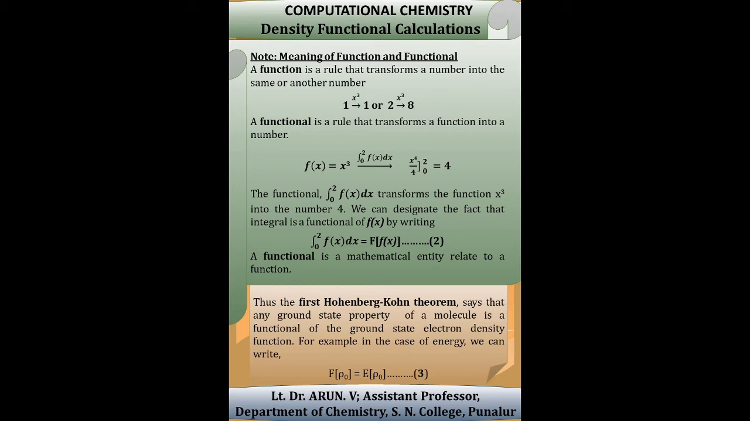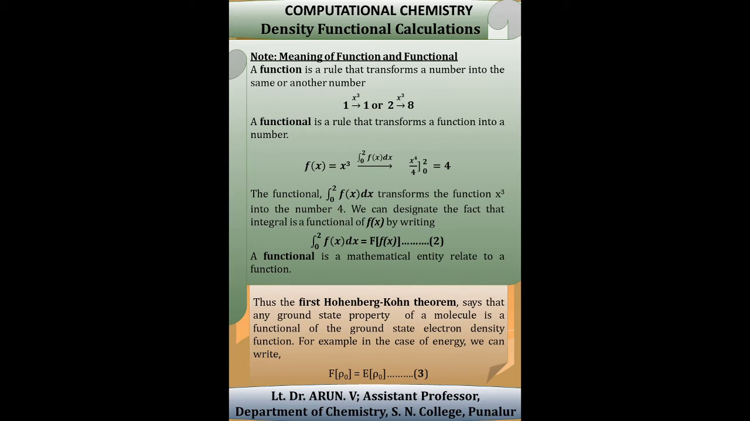Suppose here we have a function x cube. This function x cube converts the number 1 to 1, that is to the same number, if the value of x is equal to 1. Similarly, the function x cube converts the number 2 to 8 if the value of x is equal to 2. So we can say that x cube is a function.